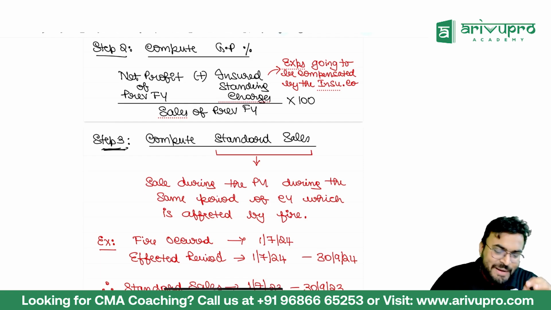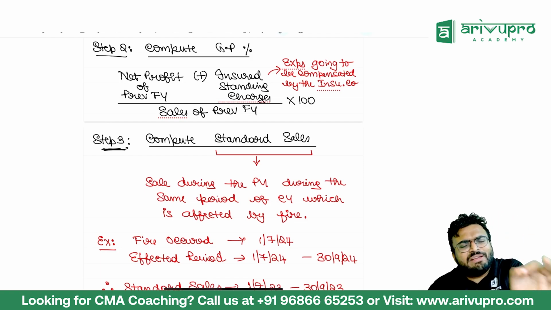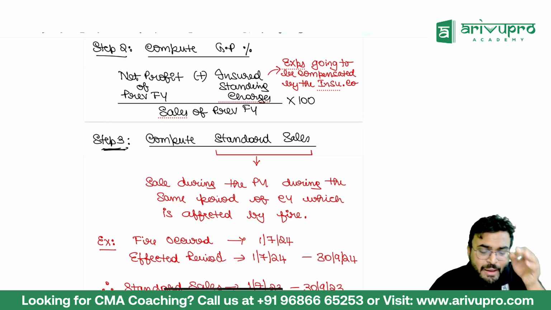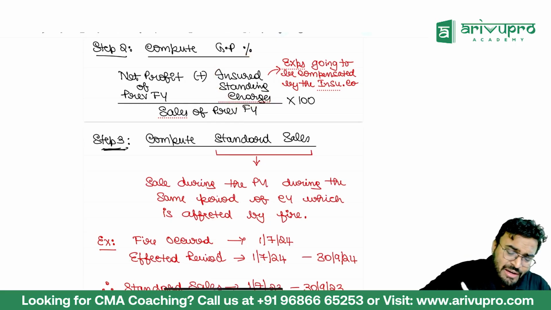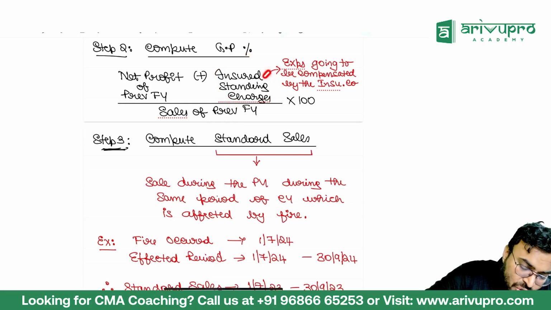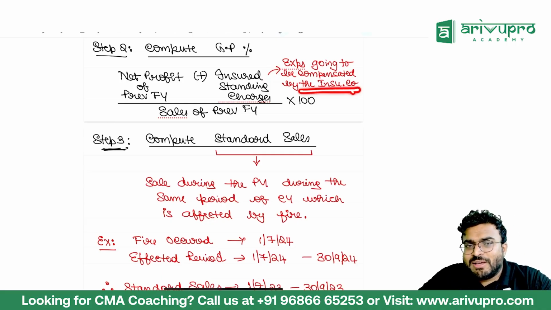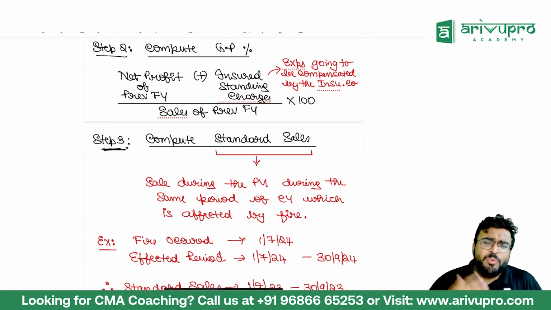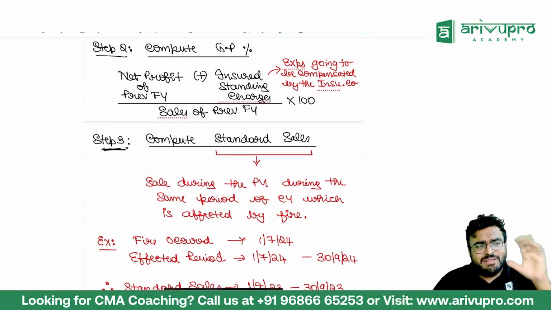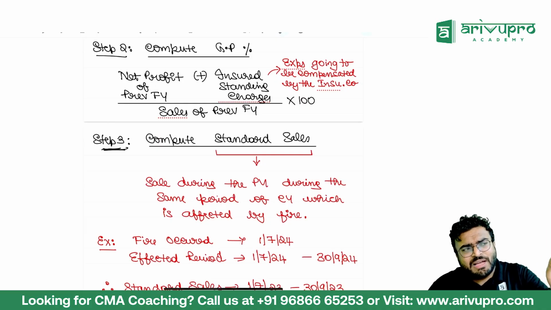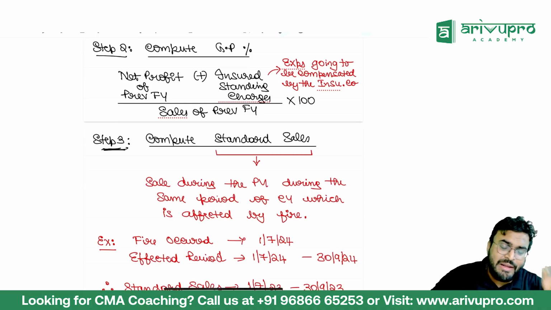Net profit for previous year: take last year's net profit. They will give the net profit of the previous financial year. Net profit of previous year plus insured standing charges divided by sales of the last financial year. Insured standing charges means expenses going to be compensated by the insurance company. The insurance company says, you have too many expenses, I cannot give you money for everything. Out of all this, I will give you money for these expenses I recognize. That is called insured standing charges.